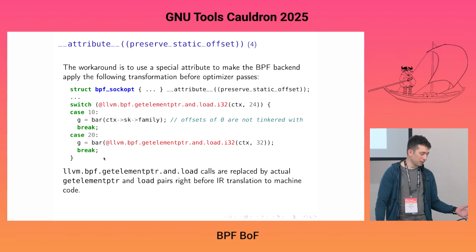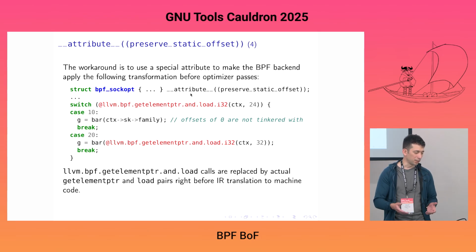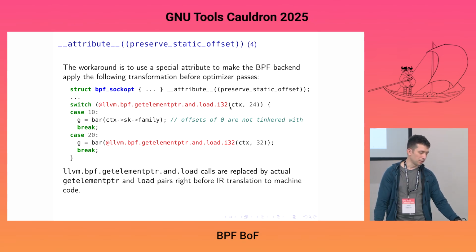And the solution here is an attribute which is named preserve static offset. Very early in the optimization pipeline, we match accesses to the field through pointers annotated with this type, and replace them with an intrinsic which combines address computation and the store or load instruction.